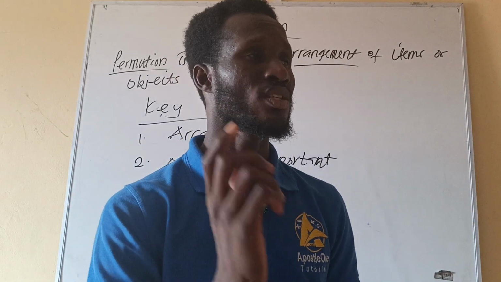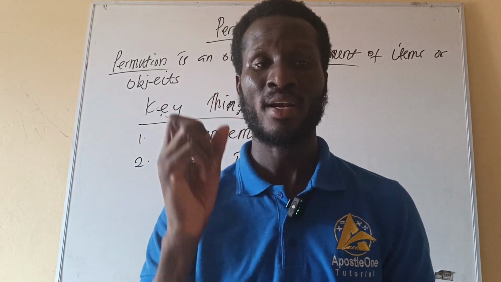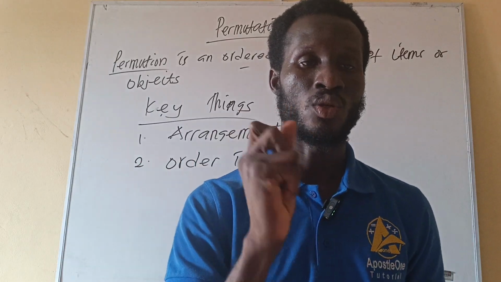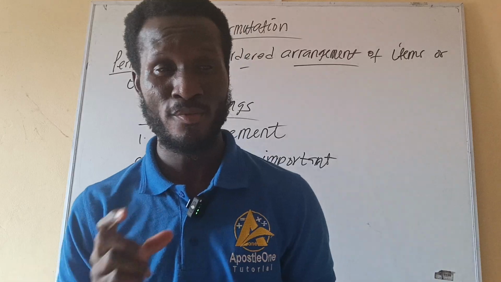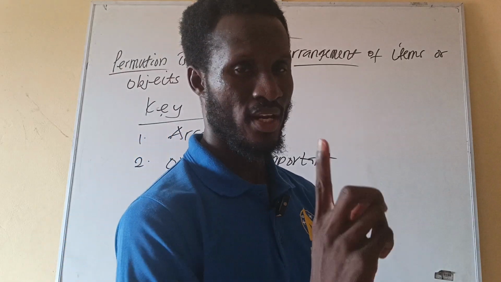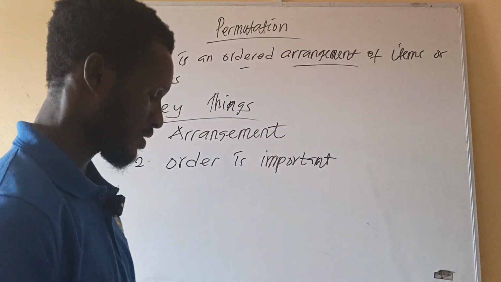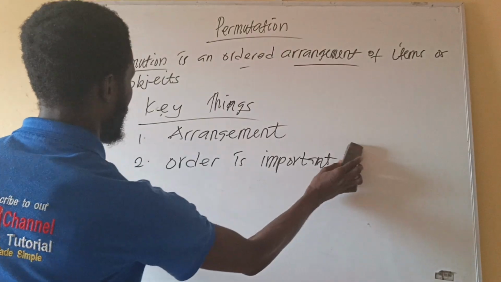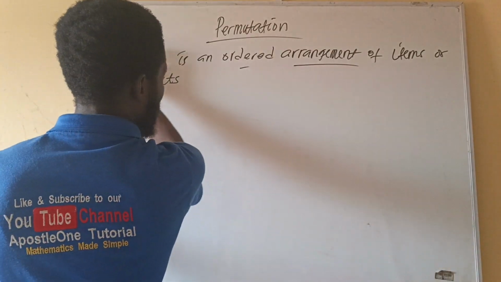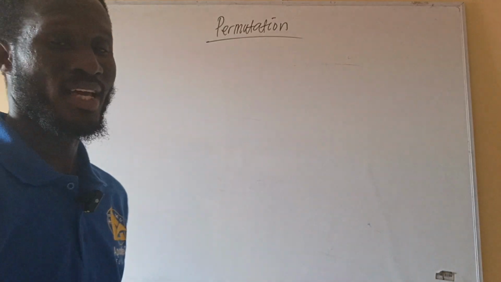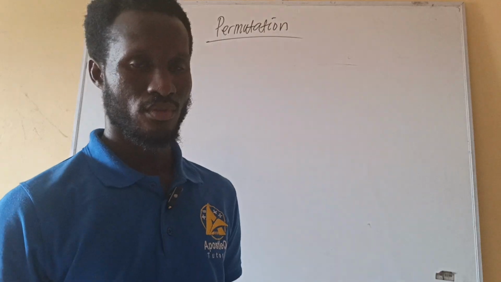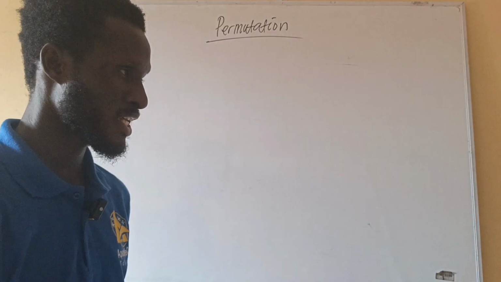Anything in this world that makes use of arrangement, mathematicians can solve that particular problem using permutation. Now one thing you're supposed to know about permutation is that, one, the order is important. Two, it's all about arrangement of items. Don't forget, arrangement of items.